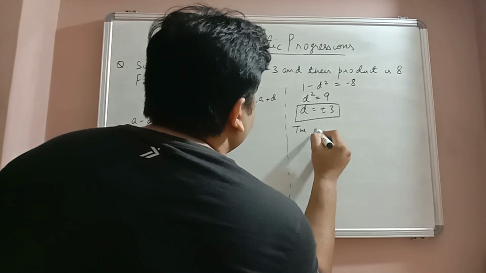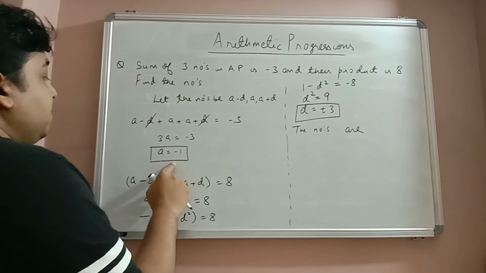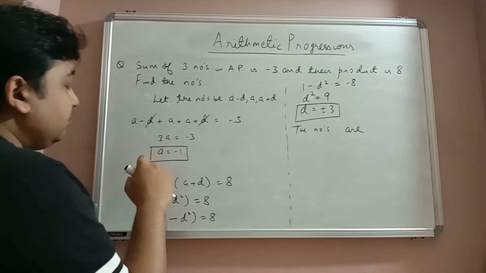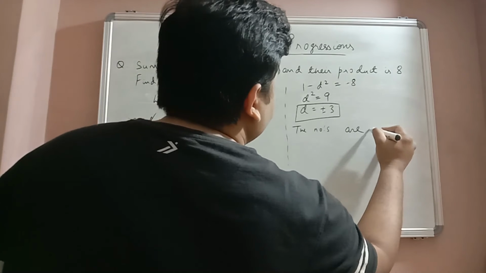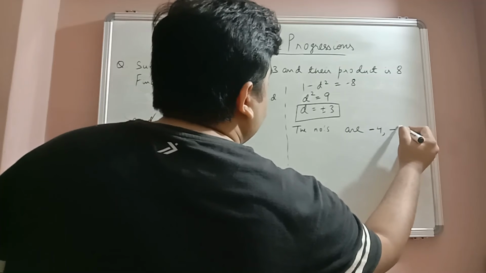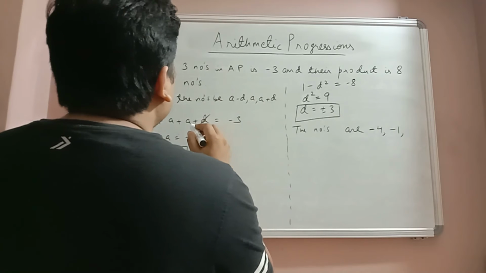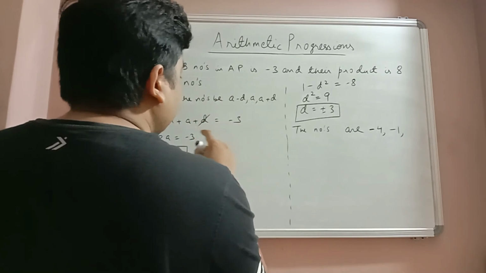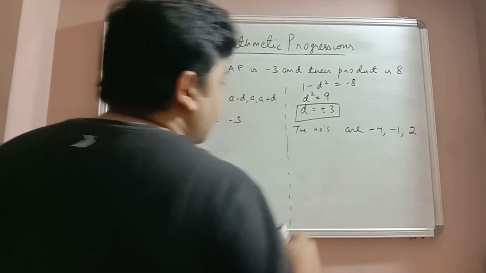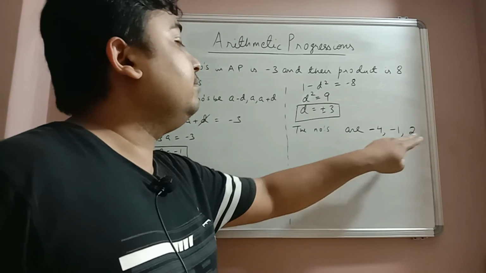Let me write down the numbers. It will be minus 1, minus 3, which will be minus 4, minus 1, and the last number will be a plus d, which will be 2. So here we can check that the product of these three numbers is 8 and the sum is minus 3.